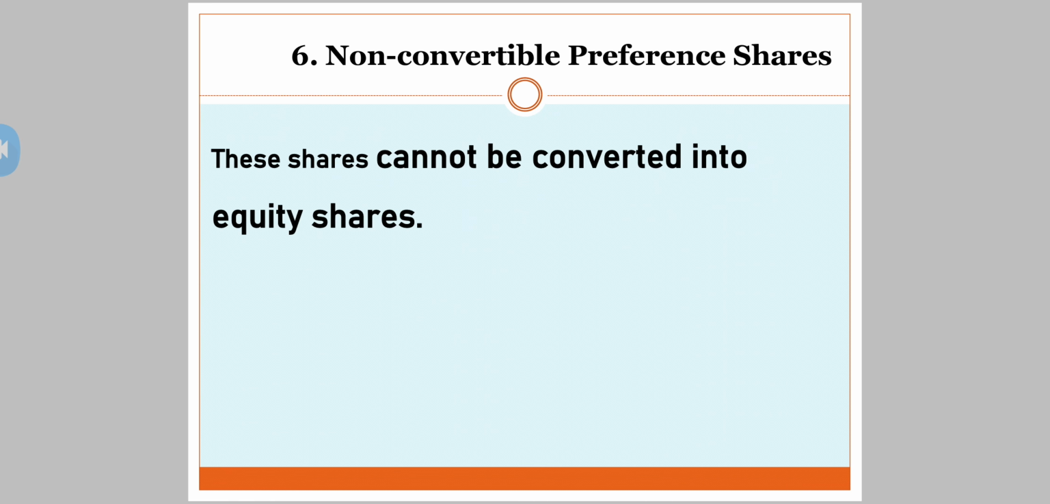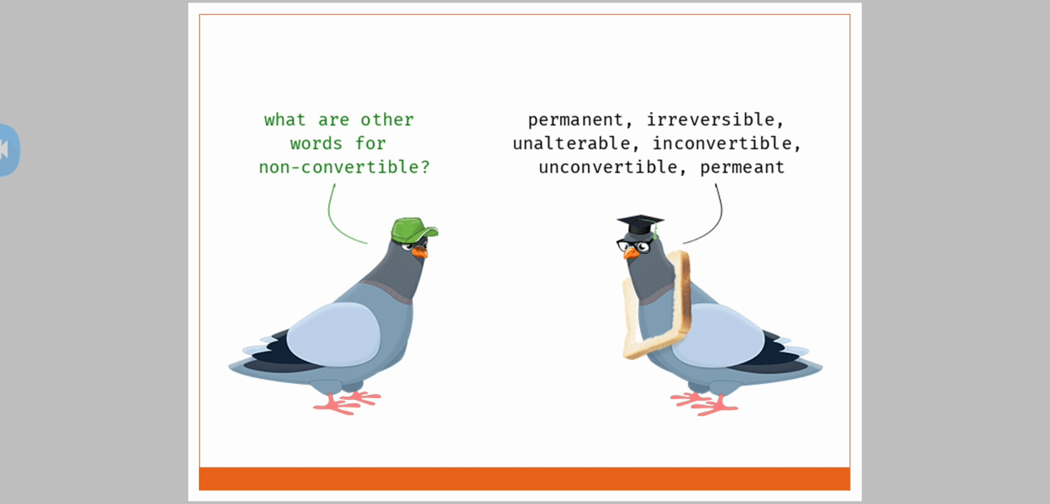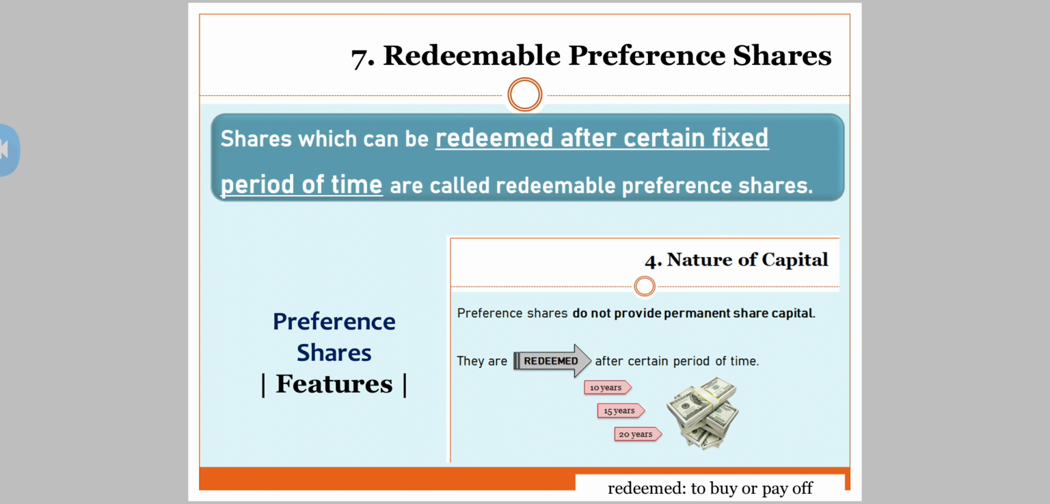Okay. The sixth one you have got is non-convertible preference shares. These shares cannot be converted into equity shares. It's as simple as that. Non-convertible means permanent, irreversible, unalterable, inconvertible, unconvertible. Okay. Seventh one is redeemable preference shares.